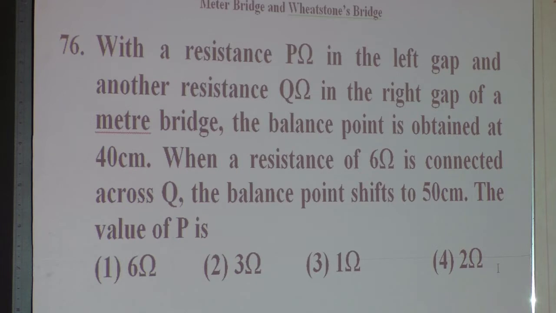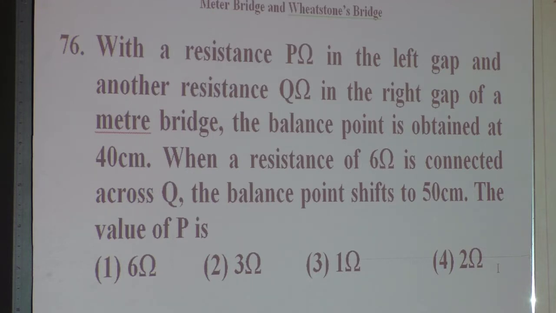When a resistance of 6 ohm is connected across Q, where is Q? On the right hand side. The balance length shifts to 50 centimeter. The value of P is. So you should go on writing the formulas for each step.